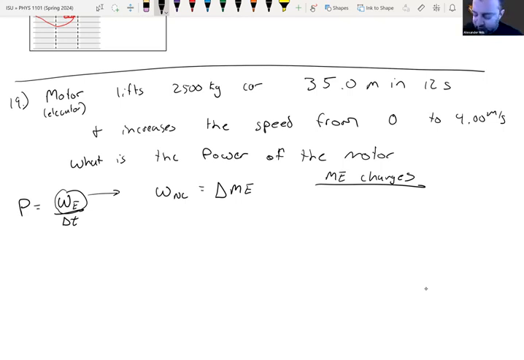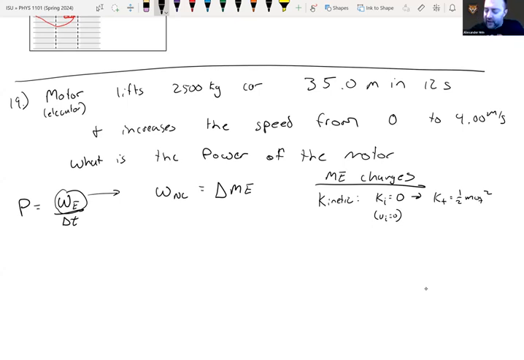The first one that's obviously changing is the kinetic energy. All right. And the whole idea is that our initial kinetic energy is equal to 0, and that's just because our initial velocity is equal to 0. And then we have some final kinetic energy, which is going to be 1/2 mv squared. All right. And we know that that's going to be some value.